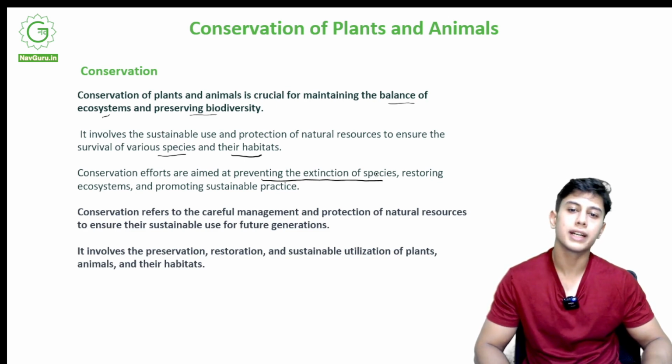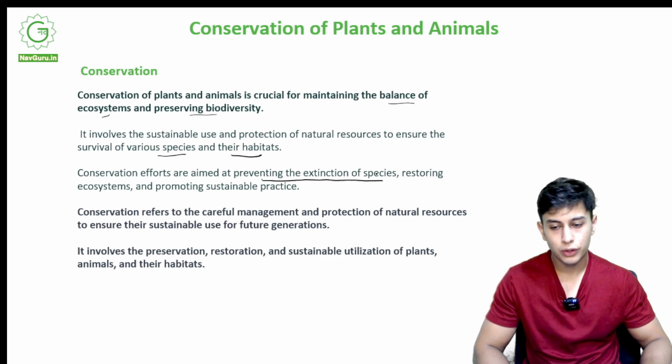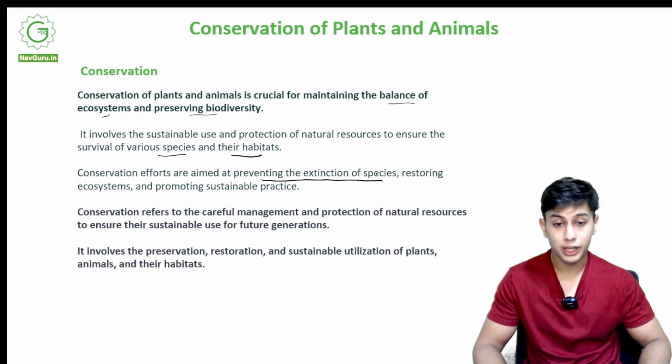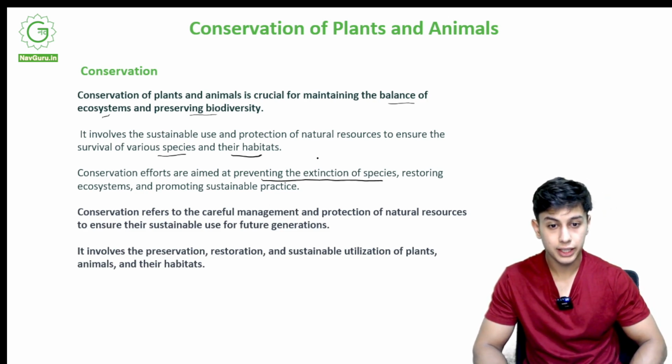For example, consider the tiger. What would happen if tomorrow there are no tigers in this world? There are no tigers. So what would happen? They have become extinct.